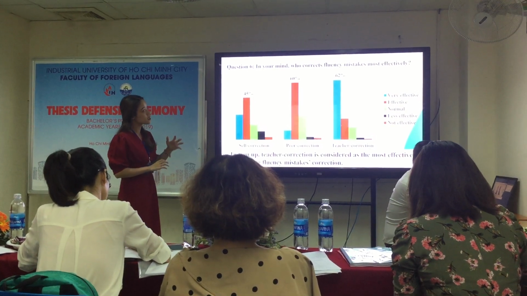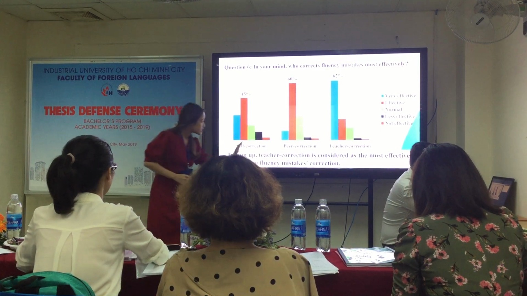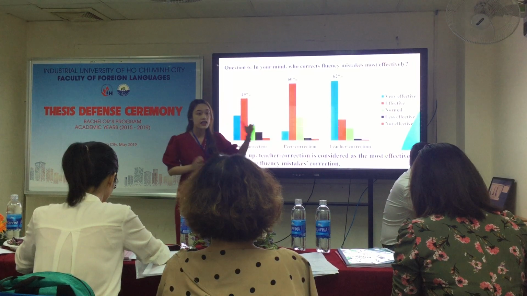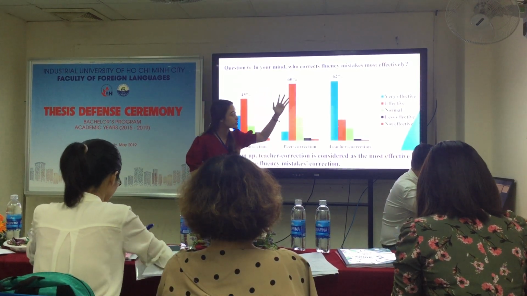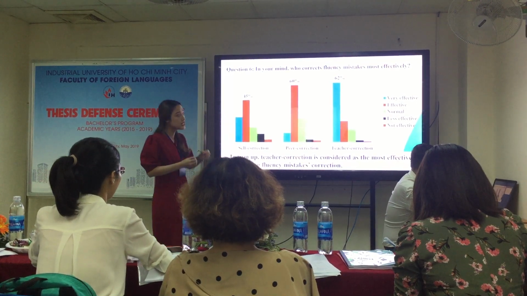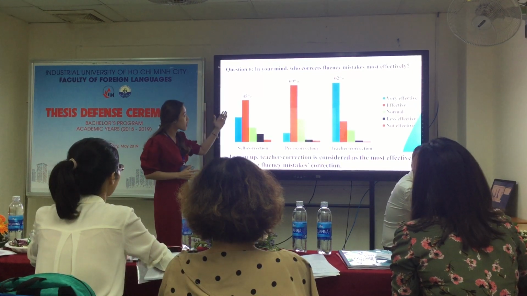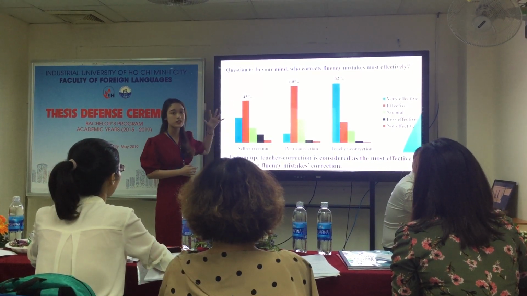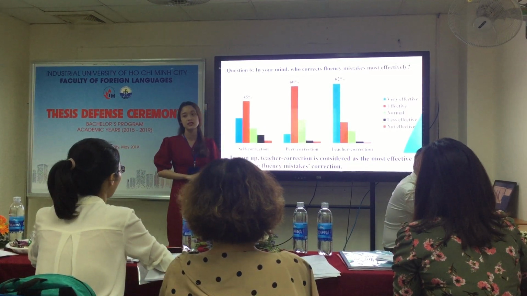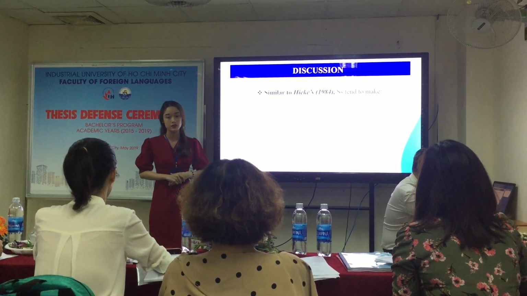The last chart illustrates who corrects fluency mistakes most effectively among self-correction, peer correction, and teacher correction. It is clear that 62% of participants confirm that teacher correction is very effective. Moreover, 45% and 60% of participants suppose that self-correction and peer correction are effective. Now we will move on to some discussions in each chapter.